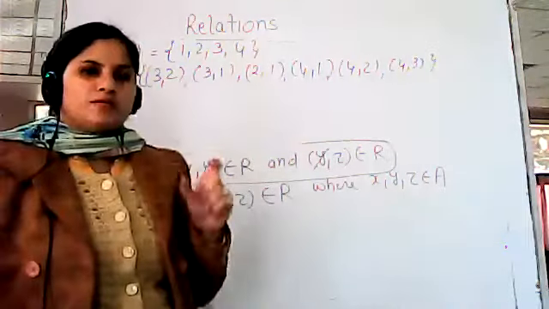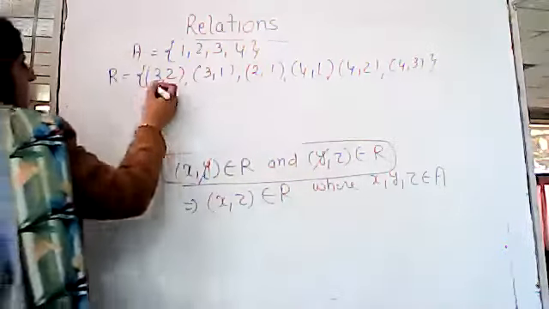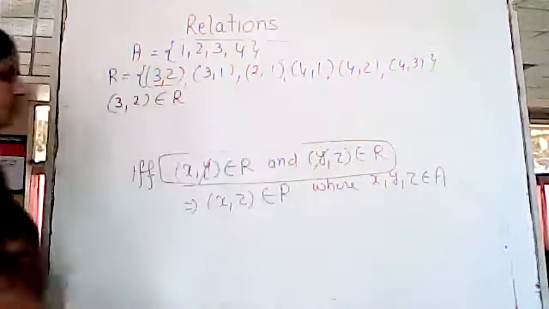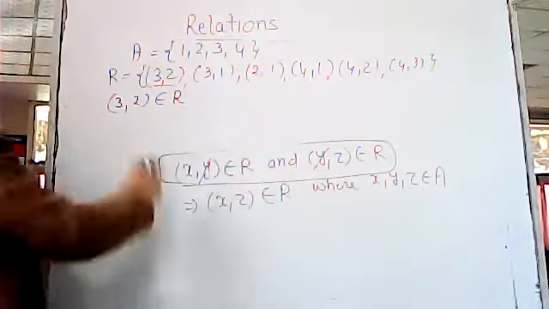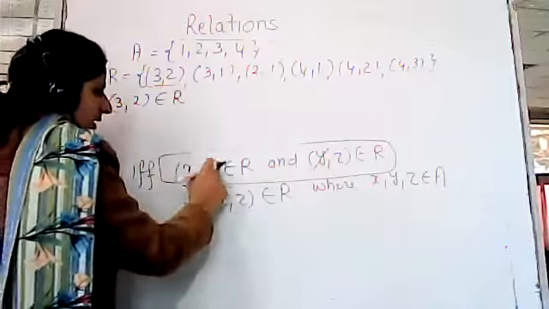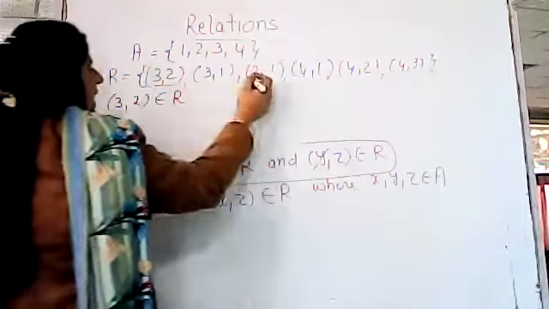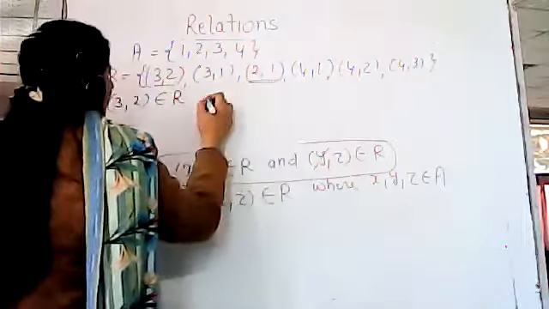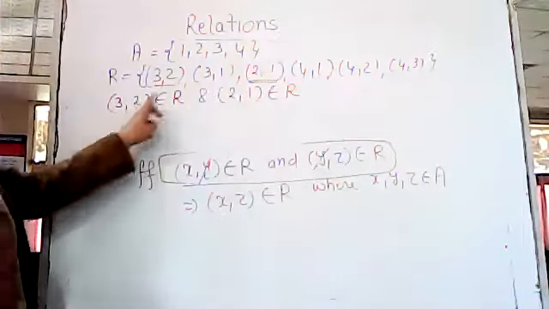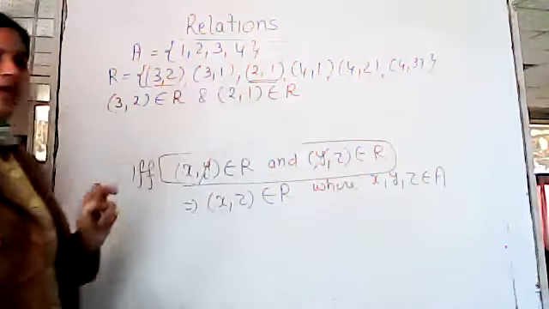Now I want to check whether this relation is transitive or not. So this is the condition. What is the first pair? (3,2). This is an ordered pair that I have taken from the relation. Now there is another ordered pair that starts from 2. The first is (x, y), and the second ordered pair is (y, z). So first I have taken (3,2), and the second ordered pair starts from 2. It means I am going to select (2,1). So (3,2) and (2,1) are the two ordered pairs that I have taken from the relation R.